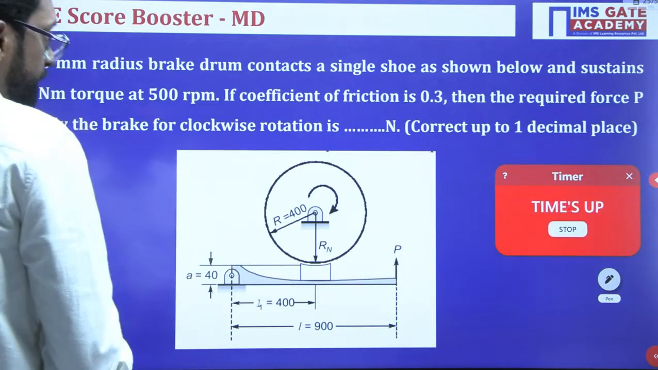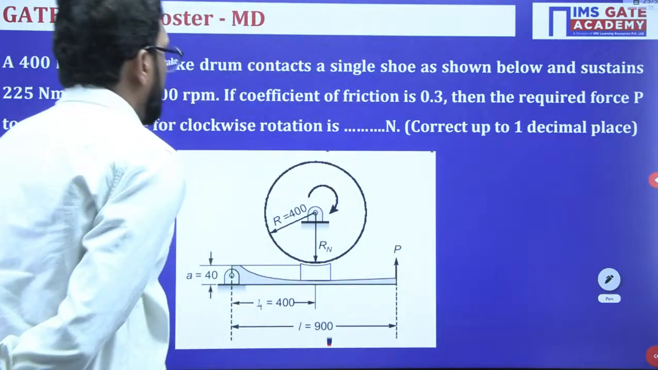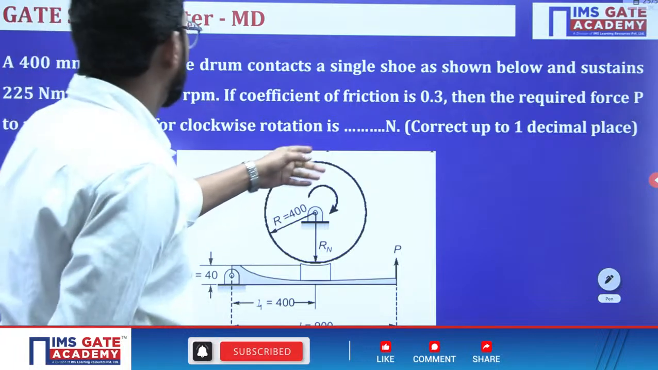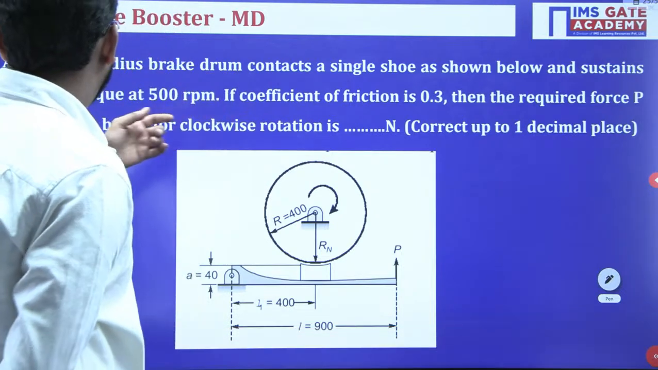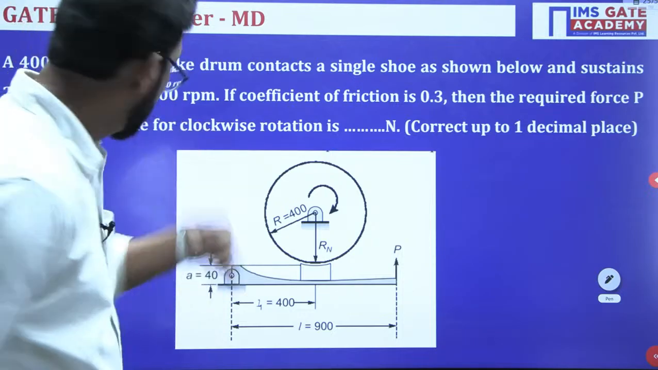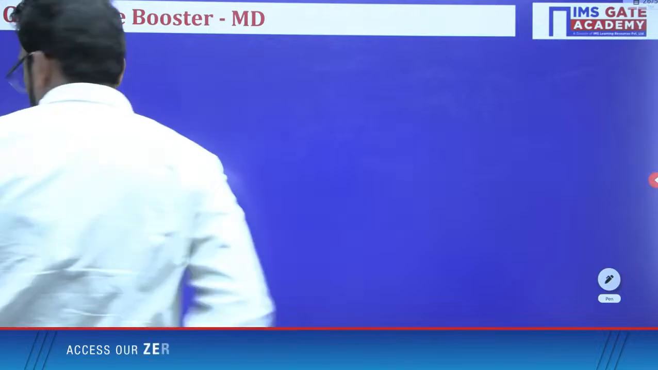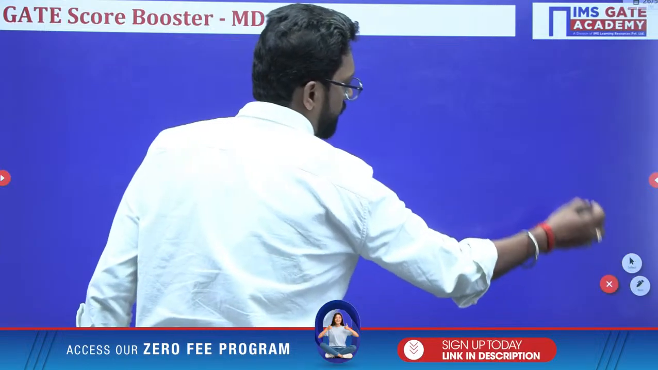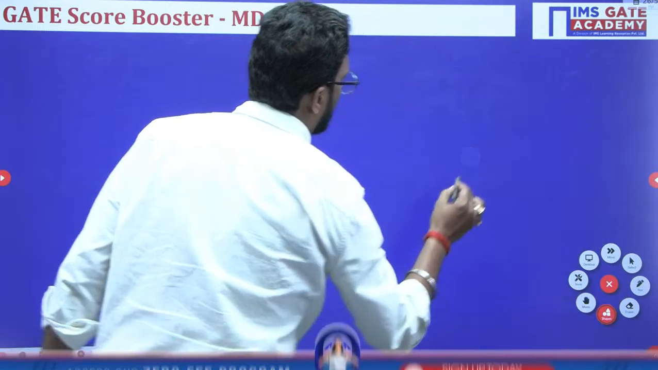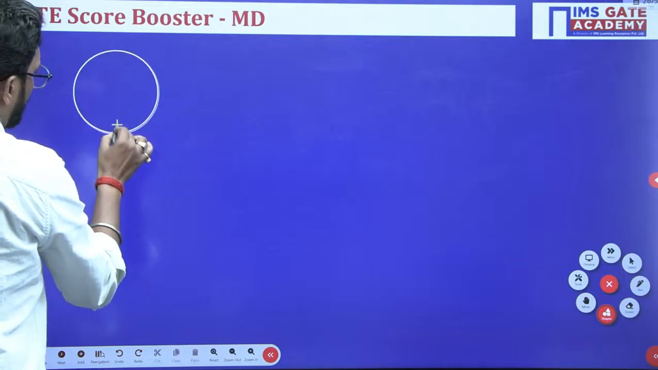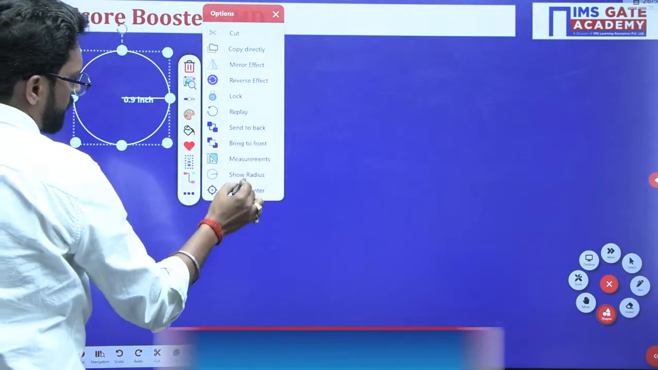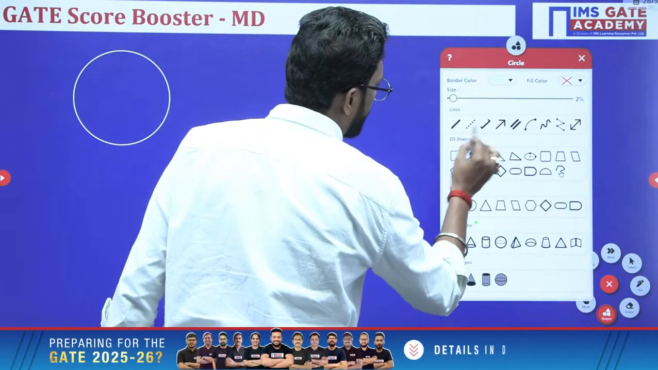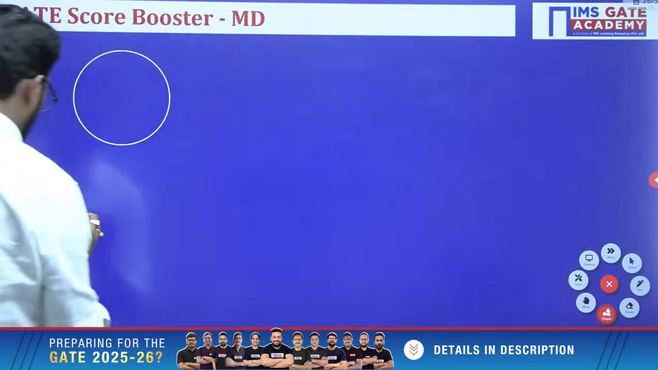Time up. Okay, so let's start. This drum is rotating at 500 RPM. So you have to draw the free body diagram or force diagram. So this is your drum. And there is a lever. This is your lever.